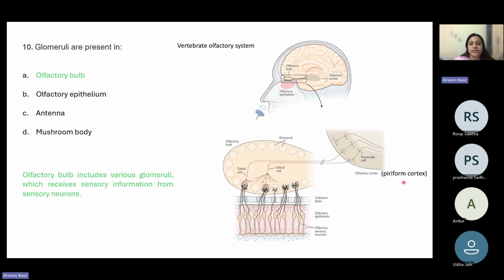So this is the olfactory bulb region. These are the different glomeruli, and this is the one neuron. This is the other neuron which is carrying it to the piriform cortex region of the brain. So the olfactory bulb includes various glomeruli which receive sensory information from the sensory neurons.